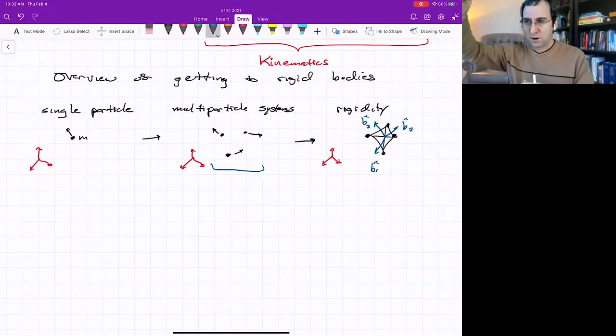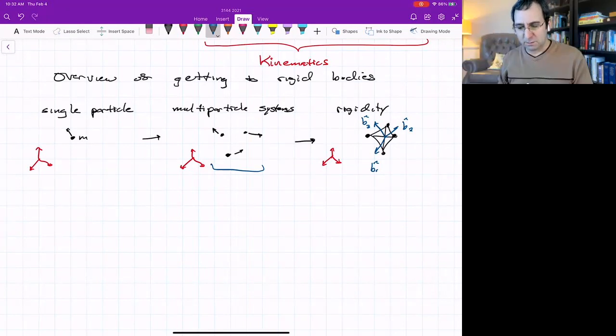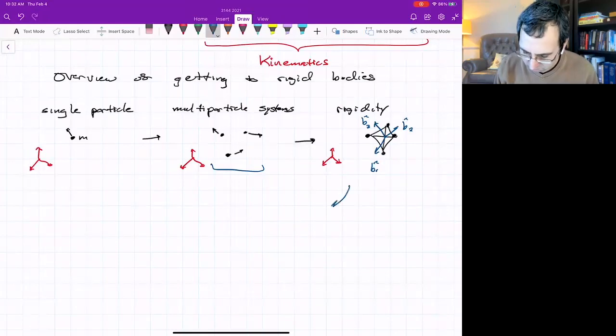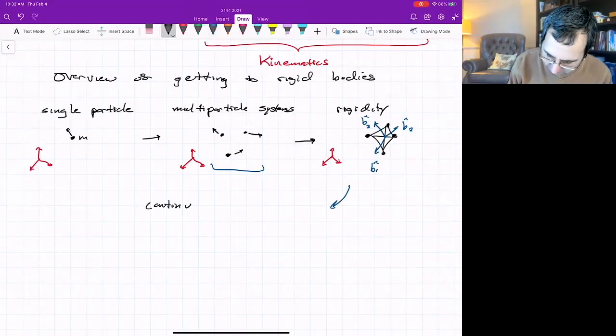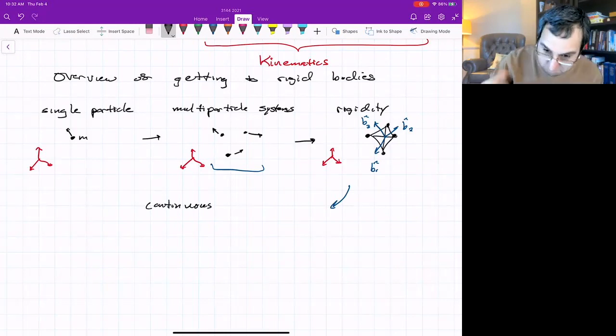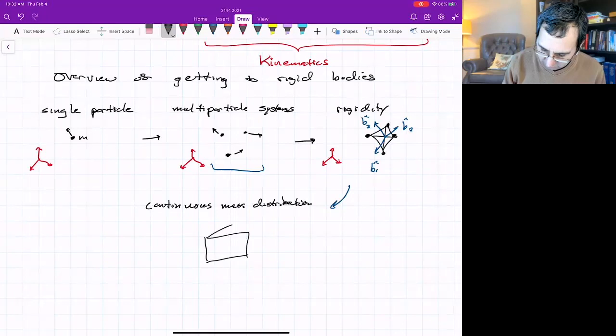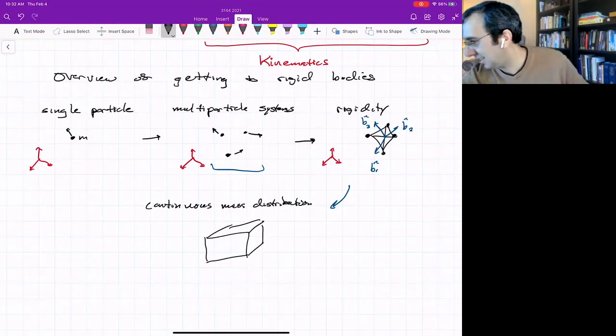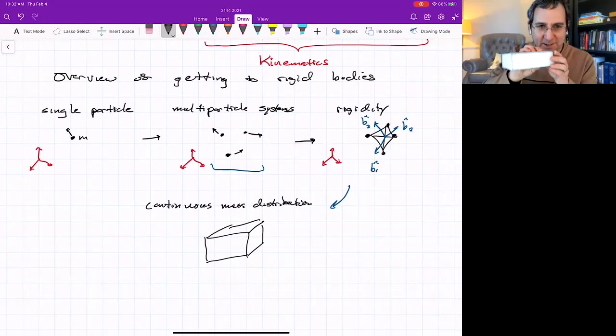Then we go from particles that are rigidly attached and say, no, instead of thinking of a discrete mass distribution, we go to a continuous mass distribution. Then that takes us to the world of rigid bodies. So now we've got my favorite shape, rectangle thing, to which I have attached a rigid frame. I can find the right orientation. And now the dynamics of this continuous mass distribution.